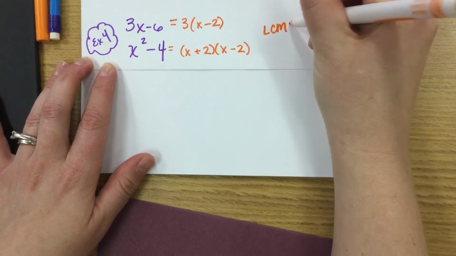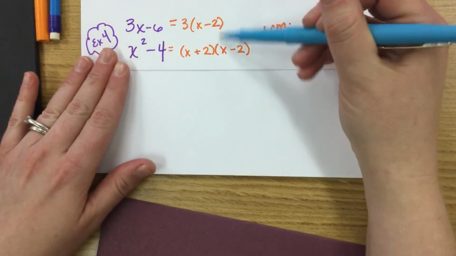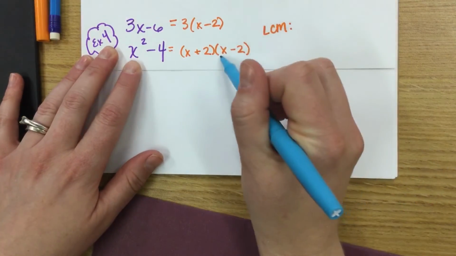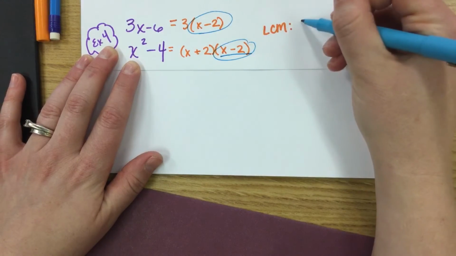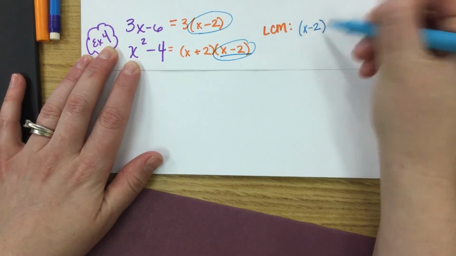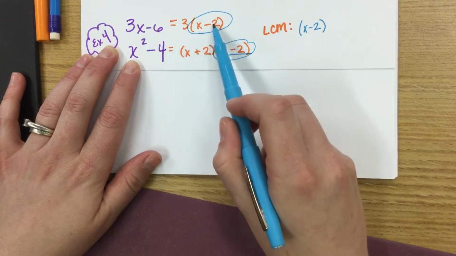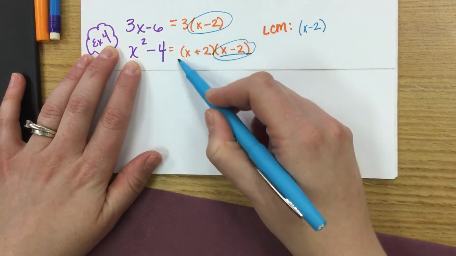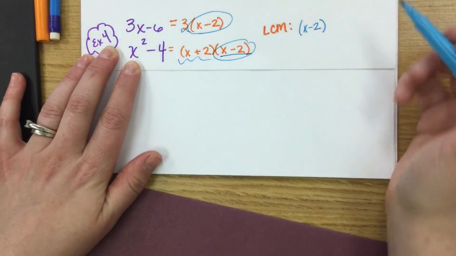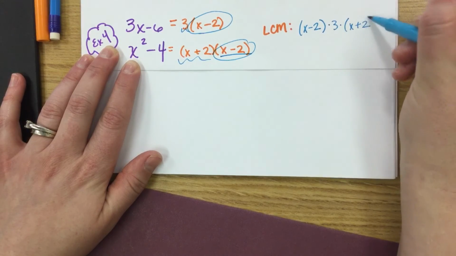So when I go to look for my least common multiple, I start with, well, what factor do these have in common? Well, they have the x minus 2 in common. So I write it 1 time. But now I have to look and see, okay, if I've already used those, then these 2 factors are considered to be my leftovers. And so I write each of those 1 time.